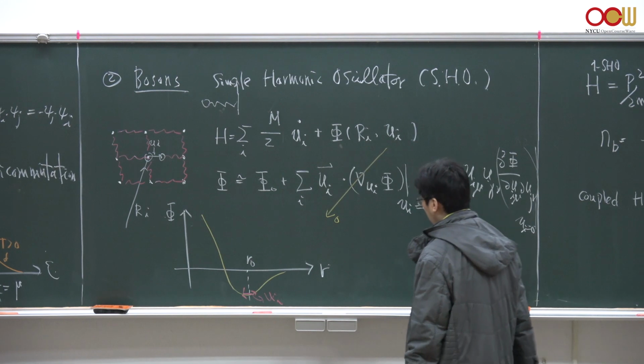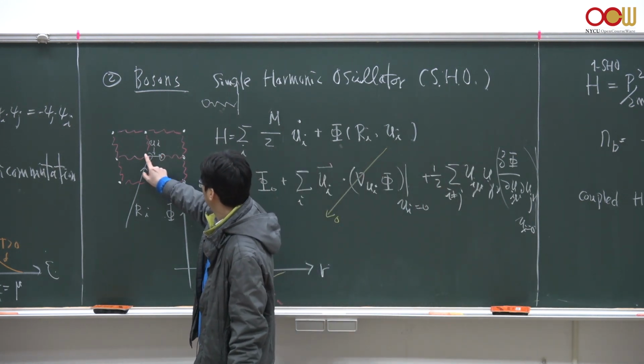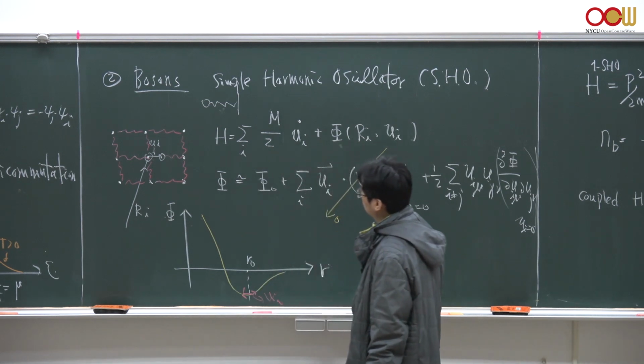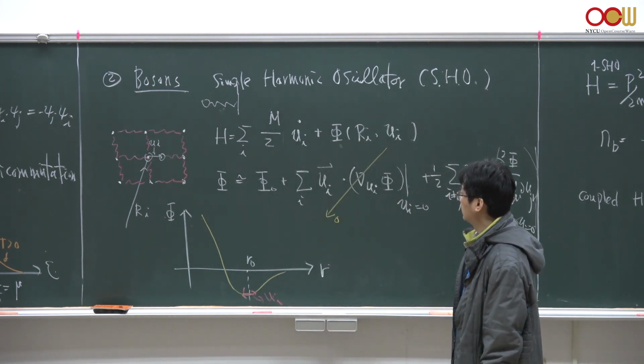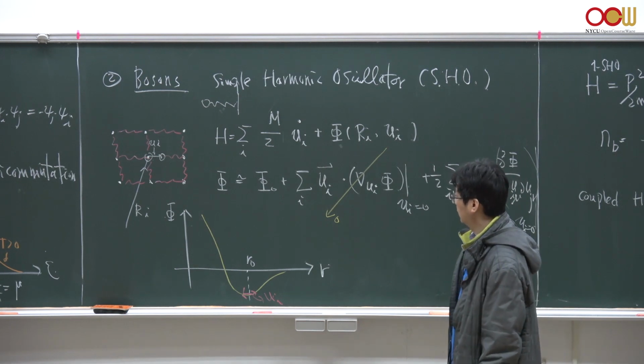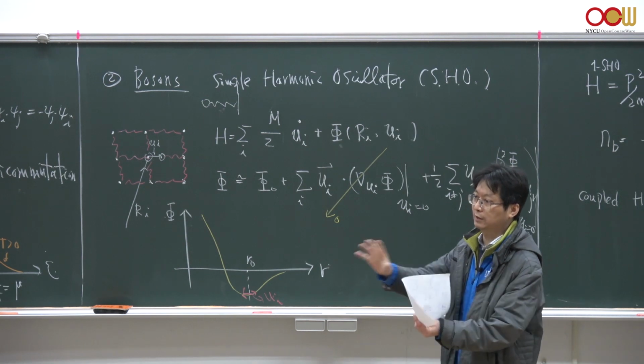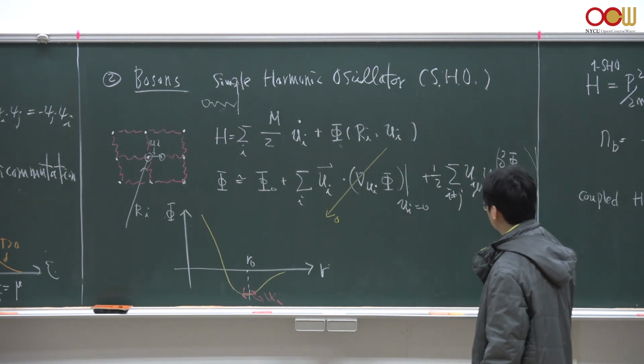The displacement of these ions is defined by this vector u_i, and you can imagine that each individual ion can vibrate with its own displacement vector, and so this is a three-dimensional coupled harmonic oscillator problem.